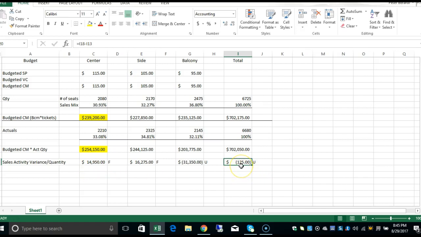But as you can see, what generated that $125 was not the center or the side seats. They had favorable variances. It was the balcony. So the sales mix variance must be calculated by taking the variance of each segment by itself. So let's work with the center first.